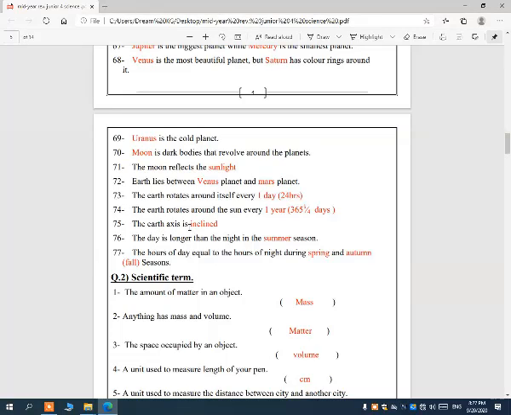The earth axis, we said it, the earth axis is inclined, and the meaning of inclined is not straight. Inclined. The earth axis is inclined.